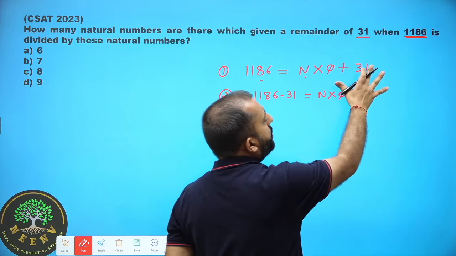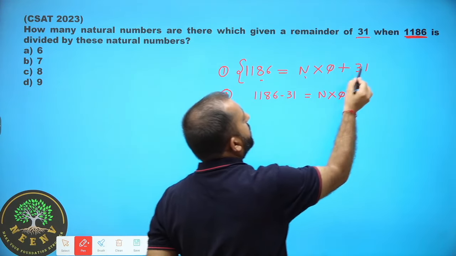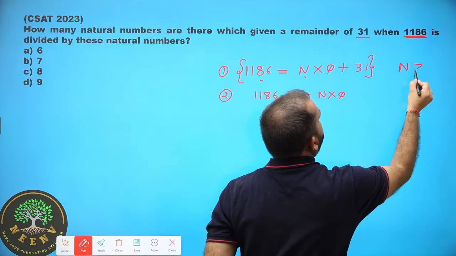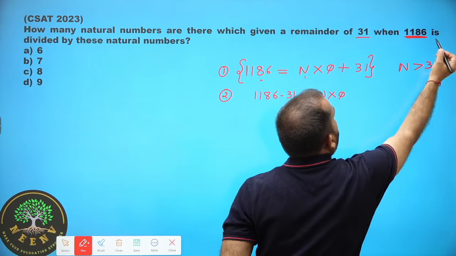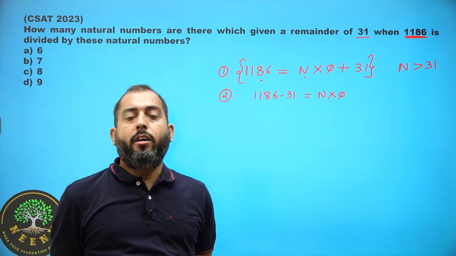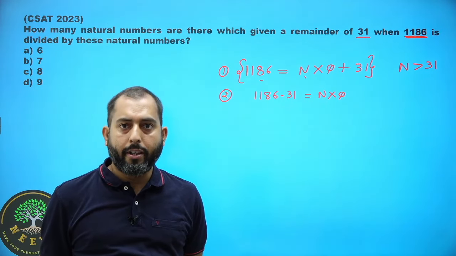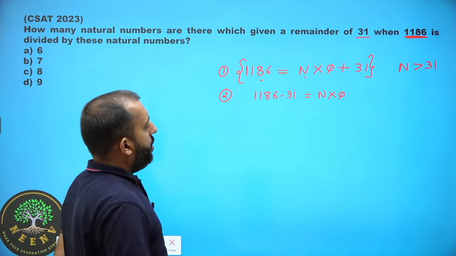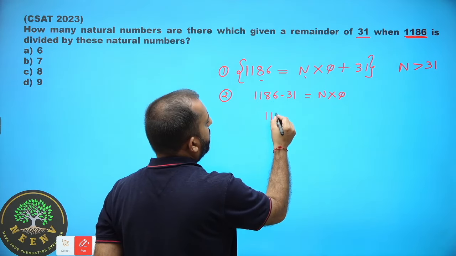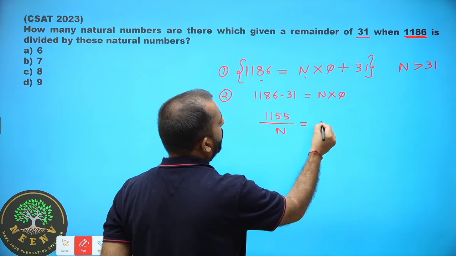Now remember, while applying this case, your dividend will always be greater than the remainder. Okay. Now, if we solve this further, it becomes 1855 by n equal to q.